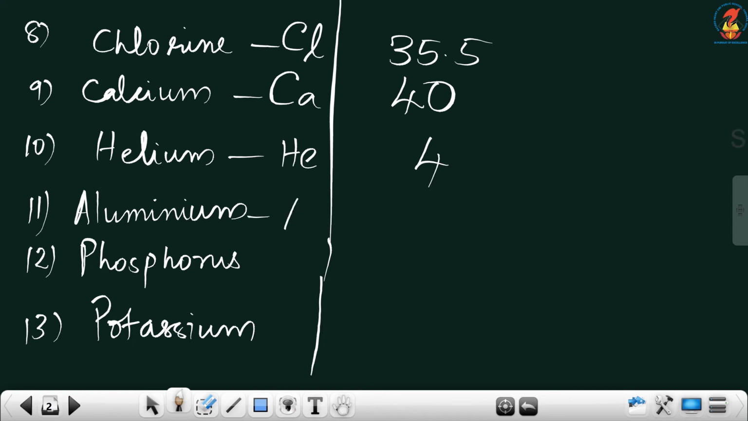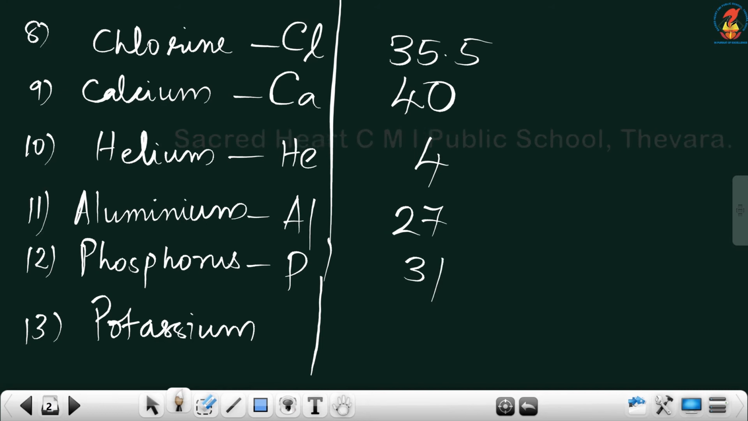Then aluminium, it is Al. Atomic mass is 13. Not 13, atomic mass is 27. Then phosphorus, symbol is P and its atomic mass is 31. And potassium, it is K, capital letter K, and its atomic mass is 39. Unit is the same everywhere. And these are the atomic masses of some commonly used elements.